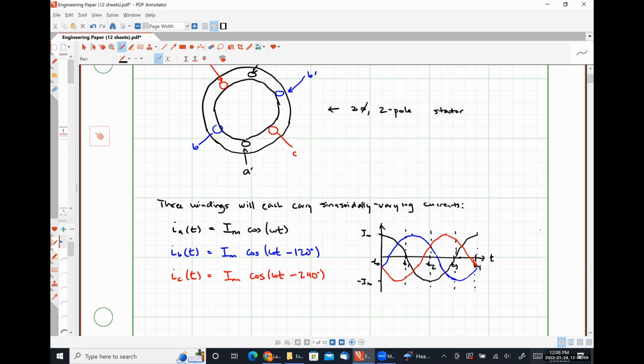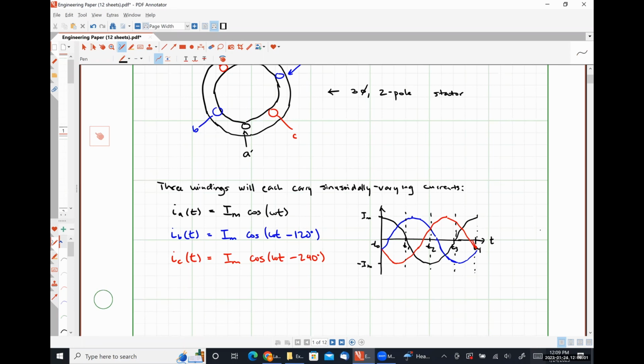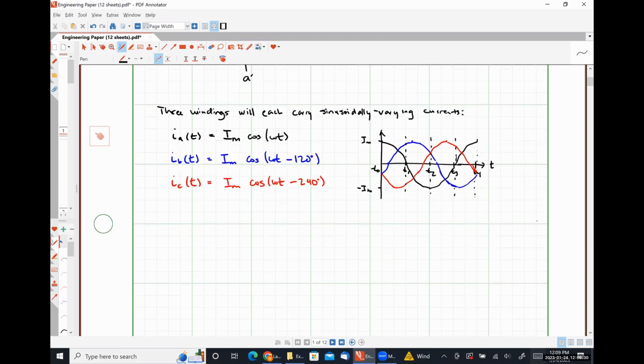All right, so what we are going to do is effectively evaluate these currents at the instances in time that I've indicated on this figure. At T naught, we effectively have a phase angle of 0. And then at some later point in time, our phase angle is effectively 90 degrees, then 180, then 270, all the way back to 360.